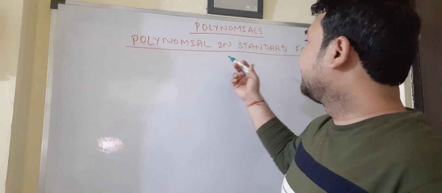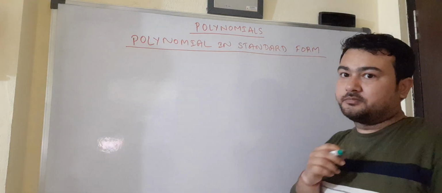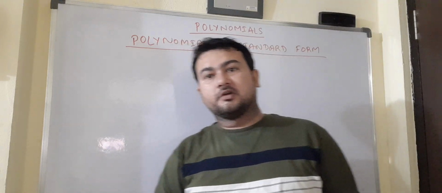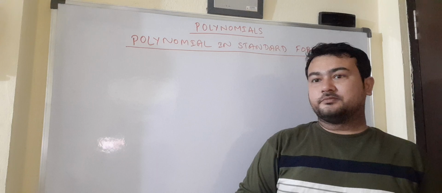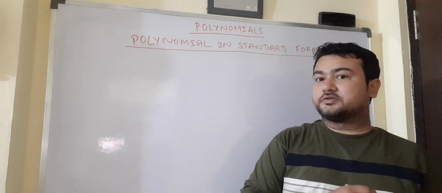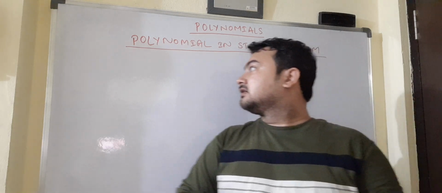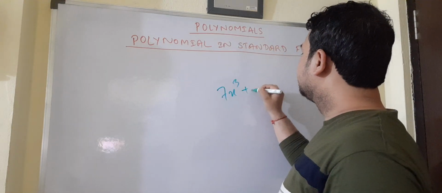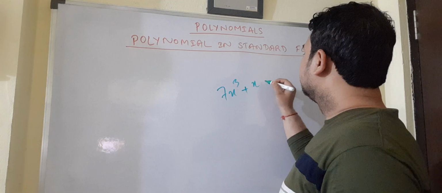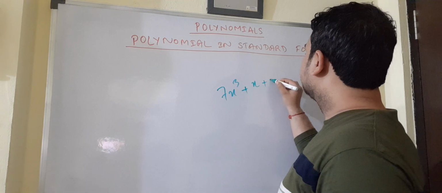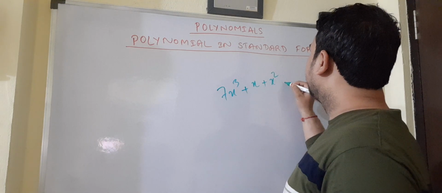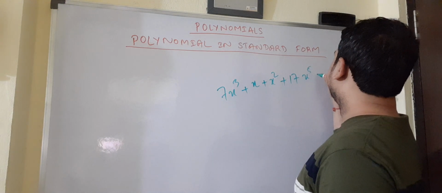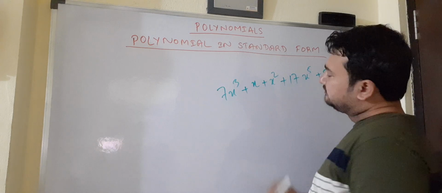Today's topic is polynomials in standard form. How do we represent a polynomial in standard form? For everything there is a standard form, and for representing a polynomial also there is a standard form. You can write a polynomial as 7x cube plus x plus x square plus 17x to the power 5 plus 5.